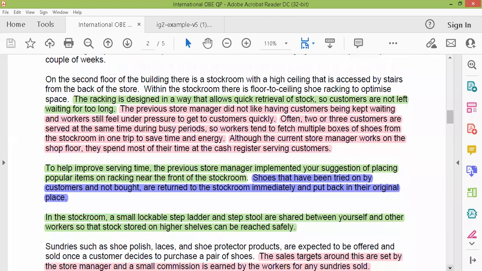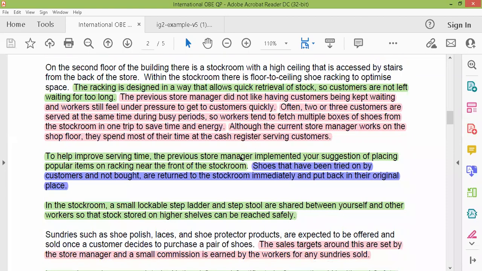To help improve serving time, the previous store managers implemented your suggestion of placing popular items on racking near the front of the stock room. This sentence is showing positive culture, because the previous store manager took feedback from the workers. They told them, give me your suggestion for how to serve the customers in a fast way, in a quick way, and how to make this racking system in the stock room so that we will quickly serve the customers.